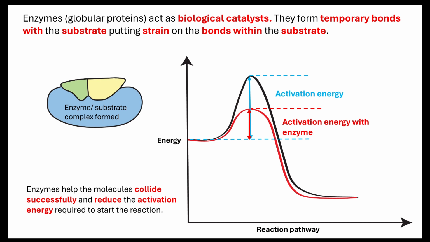So by lowering that activation energy, the enzyme is going to cause the reaction to start in a much faster way. That's why we call them biological catalysts, because they speed up the rate at which the reaction occurs.